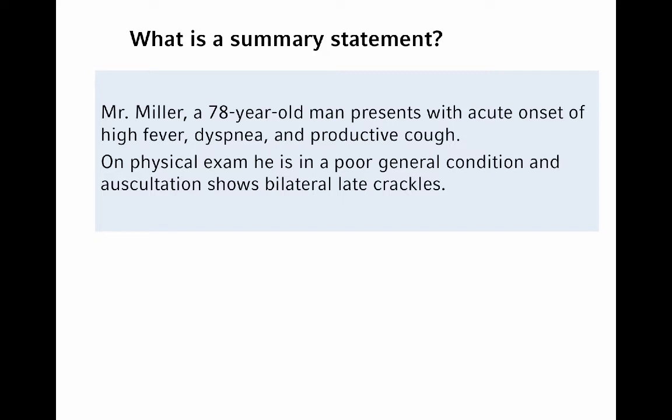Mr. Miller, a 70-year-old man, presents with acute onset of high fever, dyspnea, and productive cough. On physical exam, he's in a poor general condition and auscultation shows bilateral late crackles.